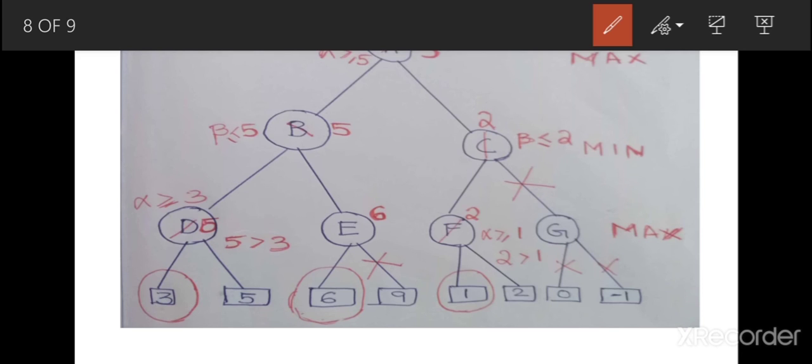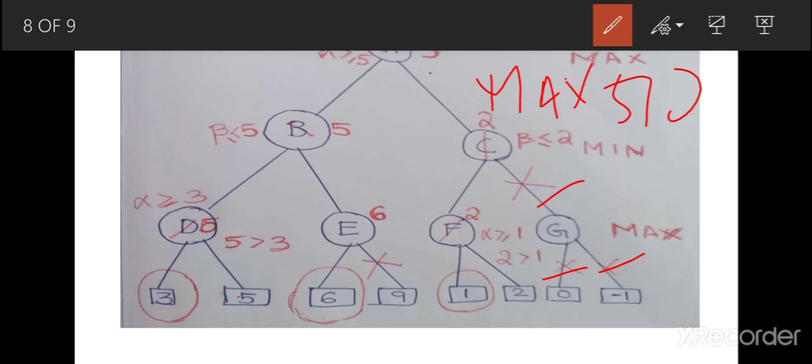Here we are not considering this path because it will not make any change for the root node. At the root, we are finding the maximum of 5 and 2. What is the maximum of 5 and 2? The 5 will be the result, so the root node will be 5. If we consider this path, it will not make any change for the root node, so we are not considering it.